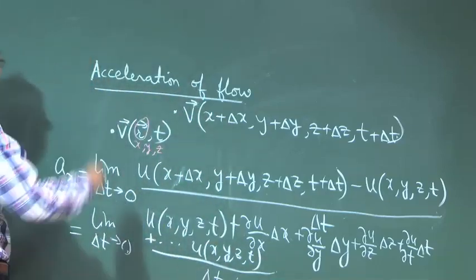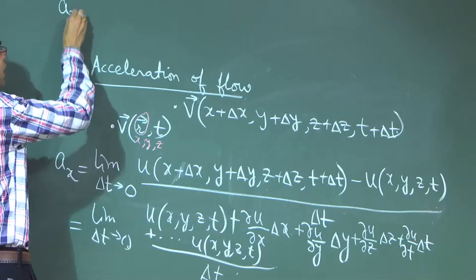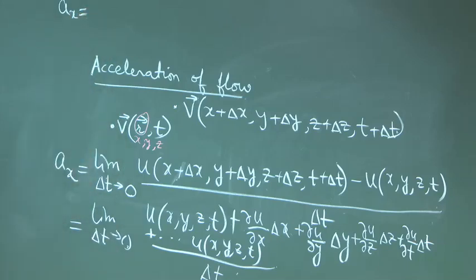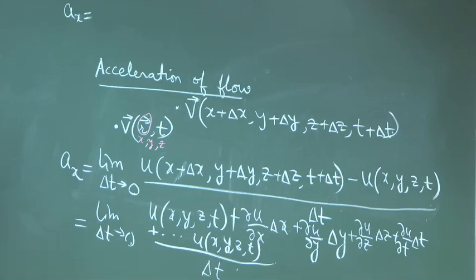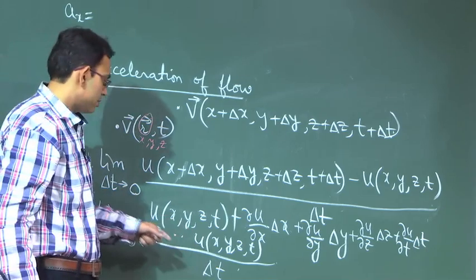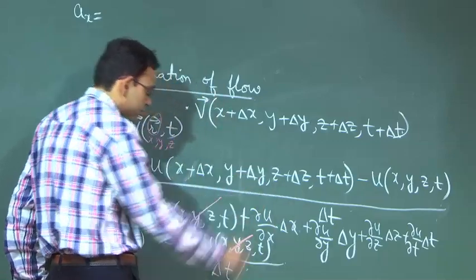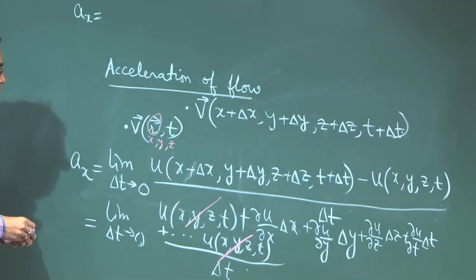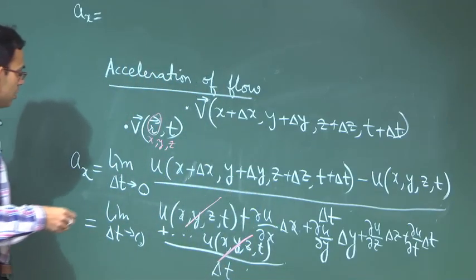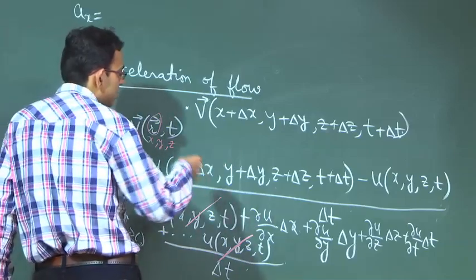So, now I am writing here acceleration along x. So, what we will do is we will subtract these two. So, when you subtract these two, you will get, so first let us write the unsteady term.